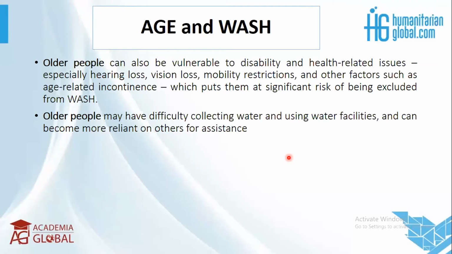So it puts them at a significant risk of being excluded in WASH programming. So when you're designing programs within a community, you also have to look at how many older people are within the community. Most of the time, older people have difficulties, as I said before, even in collecting water and using water facilities, and so they become more reliant on others for assistance.